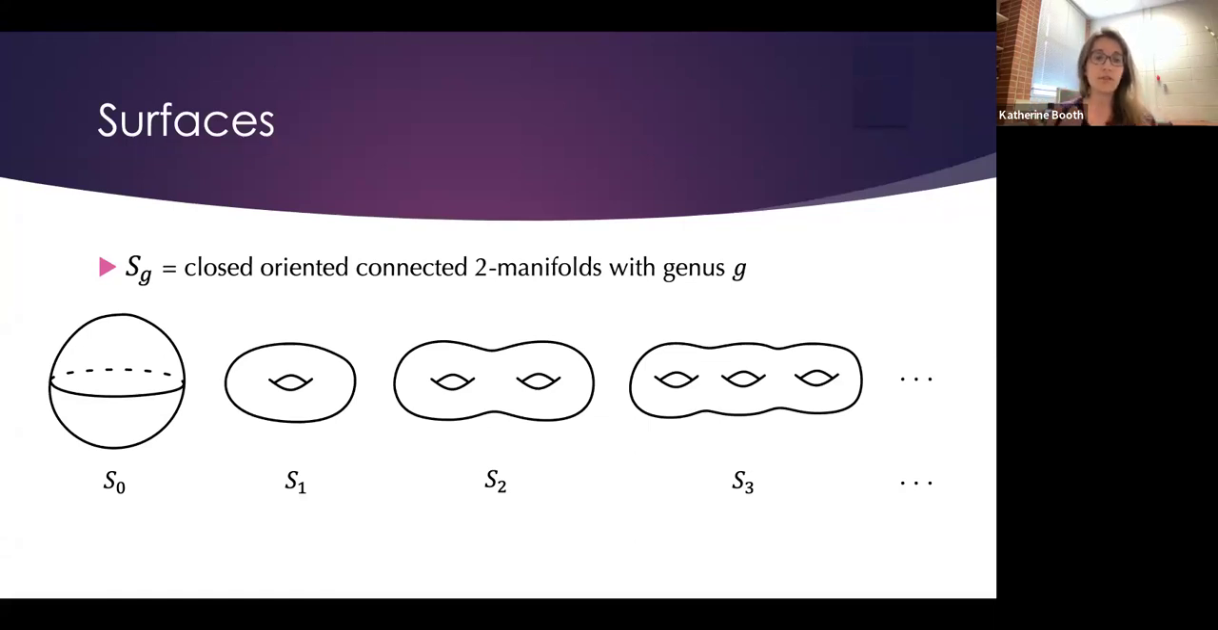When I talk about surfaces, I'm going to be looking at closed, oriented, connected two manifolds with genus G. The genus G is the number of holes that you can see in my donuts. And then I'm just looking at the surface, the outside skin. So when you zoom in, it's going to look just like a flat plane.